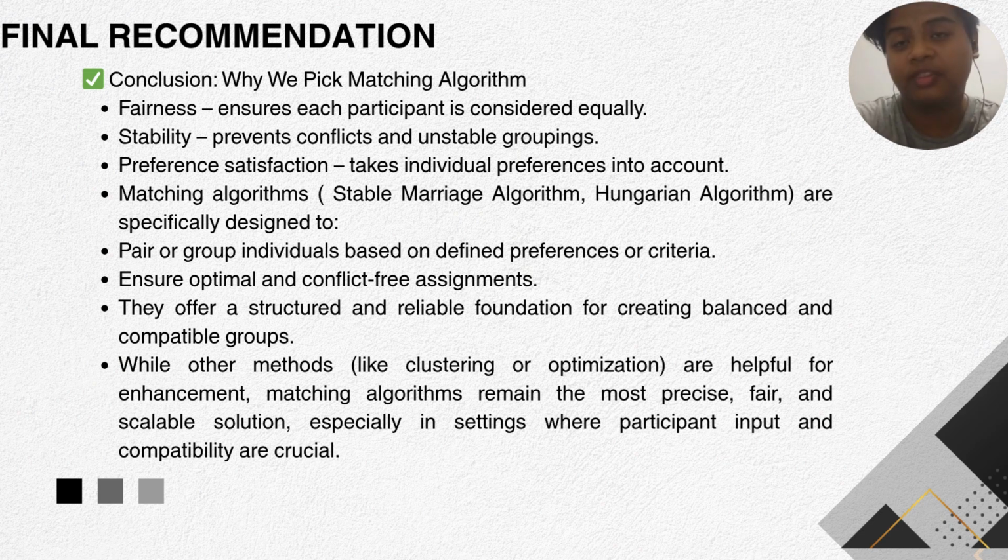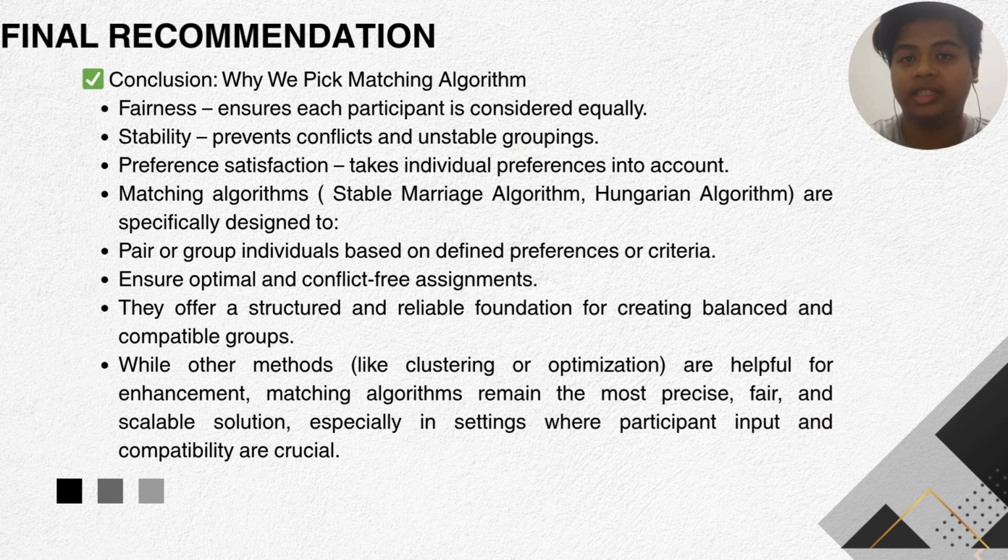First, is it fairness? It is to ensure each participant is considered equally. Second is stability, to prevent conflicts and unstable groupings. Next is preference satisfaction. This algorithm takes individual preferences into account. Okay, so next is the matching algorithm.